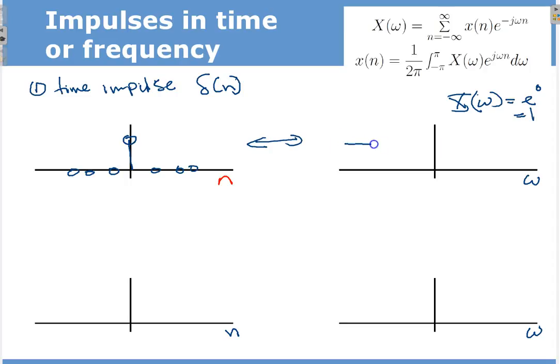So if I draw that, it's very easy to draw, except I can't, of course, draw a straight line. This is x of omega. This basically says that if we have an impulse in time, that gives us a flat spectrum. Okay, meaning that, to recreate this signal in time, we need to add up every single frequency possible.